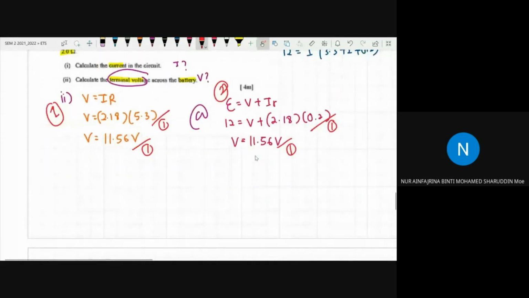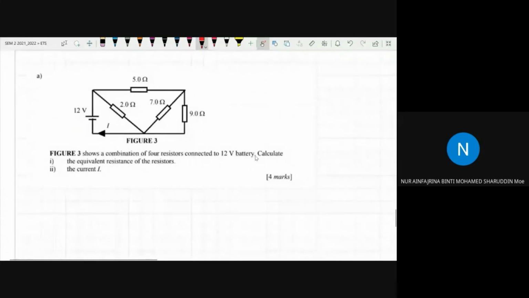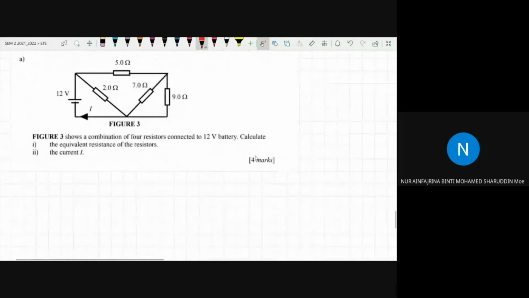Okay, now, so today for the last question, this one. Okay, try to answer this one. Okay, once you guys are done, nak tekan huruf apa pula? Okay, press H dekat dalam chat box.